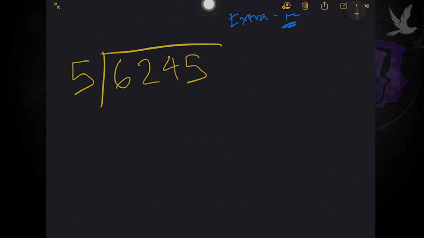We have daddy, starts with letter D. We have mommy, starts with letter M. We have sister, that starts with letter S. And we have brother, that starts with letter B. And this symbolizes the signs, such as division, multiplication, subtraction, but for B, it means bring down.